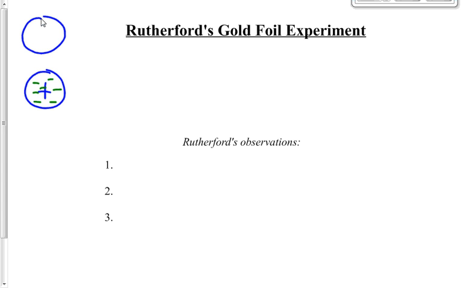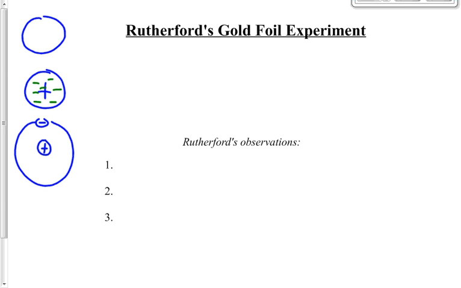Well, yesterday we took a look at Rutherford's model of the atom, the planetary model of the atom. It said that the atom consists of a small, dense, positively charged nucleus with these negative electrons. They're still there, but they're orbiting around it in circles instead of just floating around wherever they want.